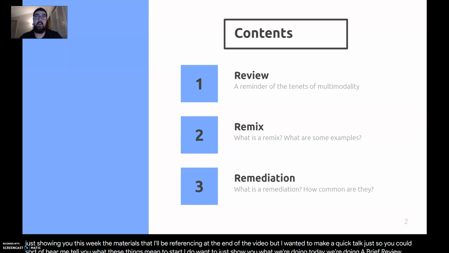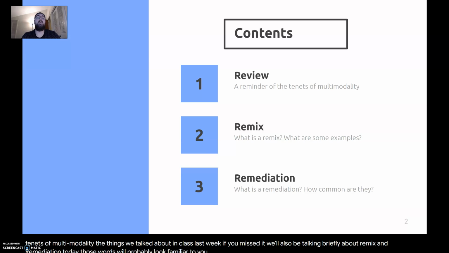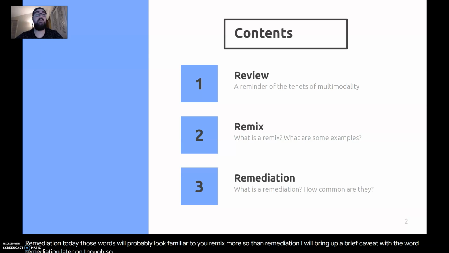We're doing a brief review of the tenets of multimodality, the things we talked about in class last week if you missed it. We'll also be talking briefly about remix and remediation today. Those words will probably look familiar to you, remix more so than remediation. I will bring up a brief caveat with the word remediation later on, though, so just keep that in mind.